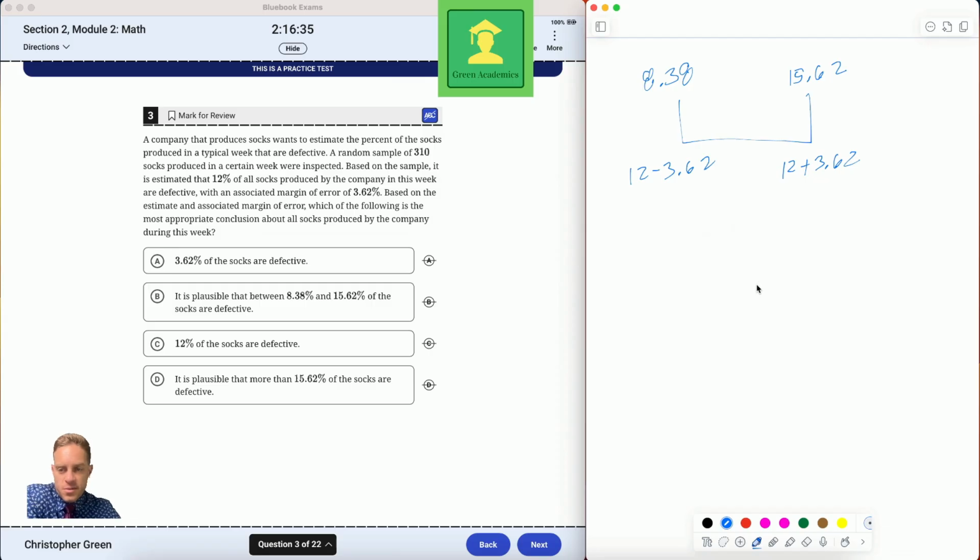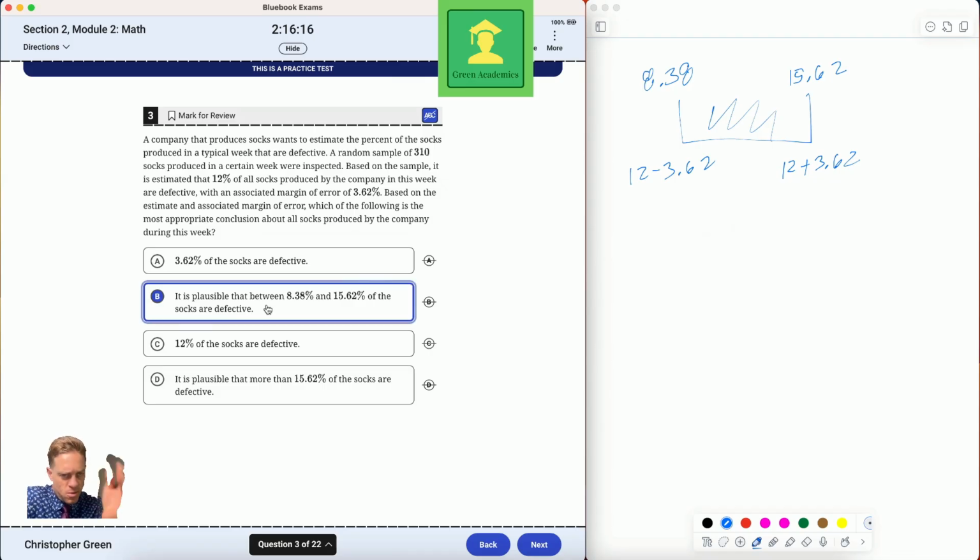Based on the estimate and associated margin of error, which of the following is the most appropriate conclusion about all socks produced by the company during this week? So, 3.62% of the socks are defective. No, it is plausible that between that and that of the socks are defective. Yeah, that's the answer. That's the definition of the margin of error for a predicted value. 12% of, no. And then it's plausible that more than, no, that's outside of the given range.